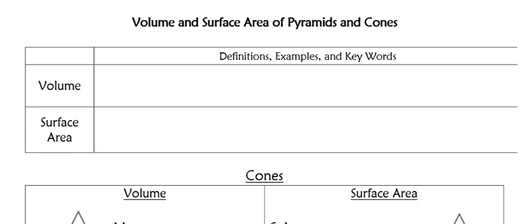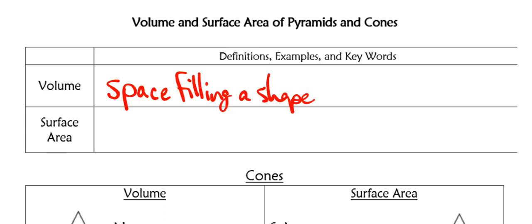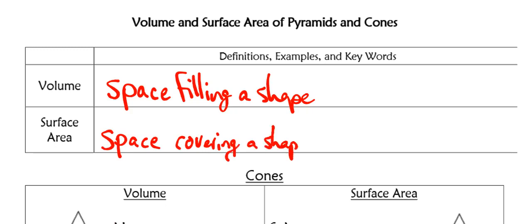First, I just want to recap, what does volume and surface area mean? Volume is the space filling a shape, whereas surface area is the space covering a shape. I don't really like using the word space there, because space to me means three-dimensional, which is actually talking about volume. But I don't want to reuse the word area, but it's just talking about covering the outside of the shape versus filling the inside of the shape.